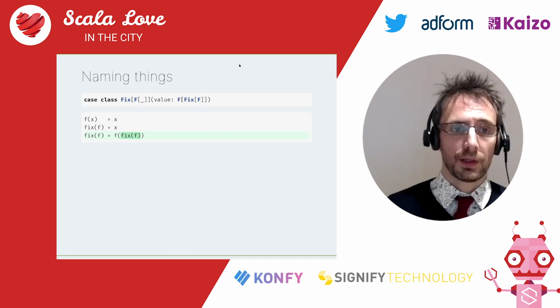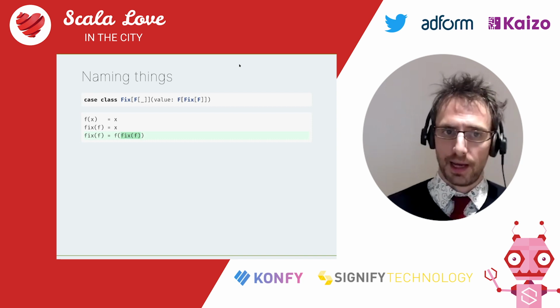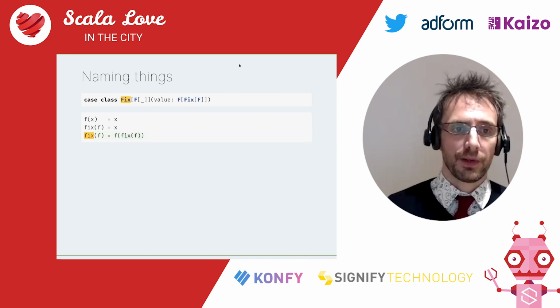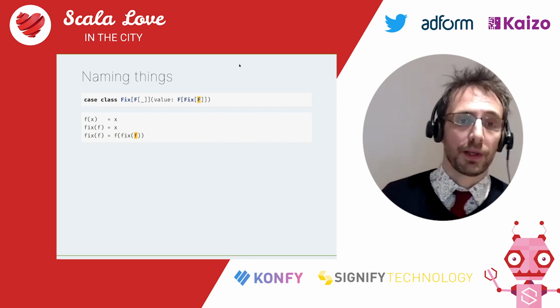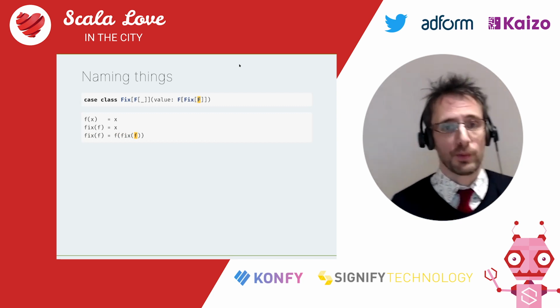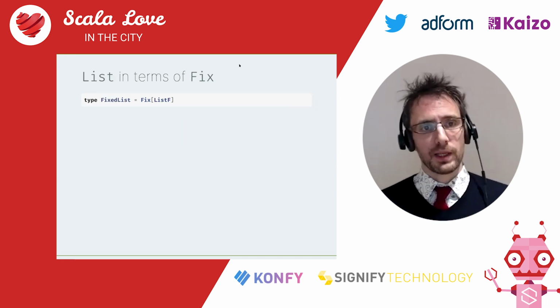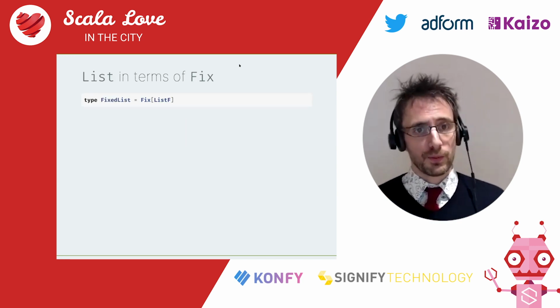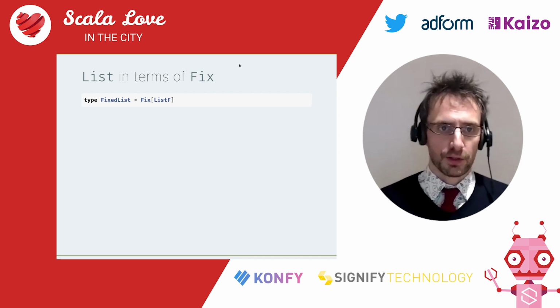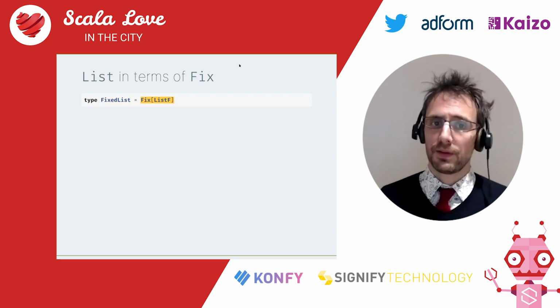The code and the mathematical equation are saying exactly the same thing. Fix of f mapped to f of fix of f. And this is why fix is called fix, because it is a fixed point combinator expressed as types. Right, so now that we have that, we can express list in terms of the fixed point operator and its pattern functor. Fixed list is fix of listf.